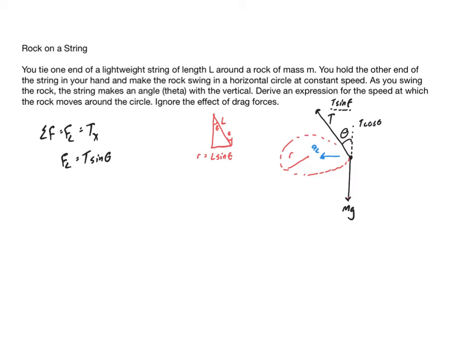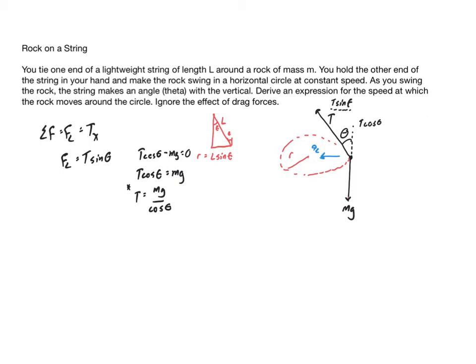Well, in the y direction, it's not accelerating in the y direction. So that one looks like it's fairly straightforward. It looks like it's T cosine theta, that's going up, minus mg equals 0. So that is going on here. So it looks like T cosine theta equals mg. And I'm going to go ahead and solve this for tension. It looks like tension in the cable or the string is mg over cosine theta. I'm going to need this guy here in a little bit. So we've solved for tension.